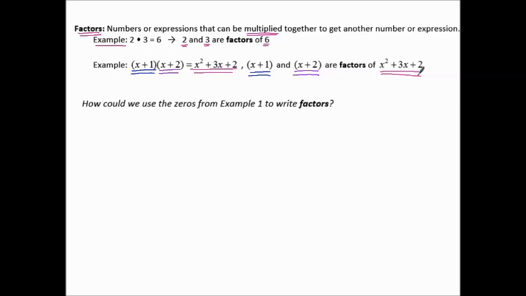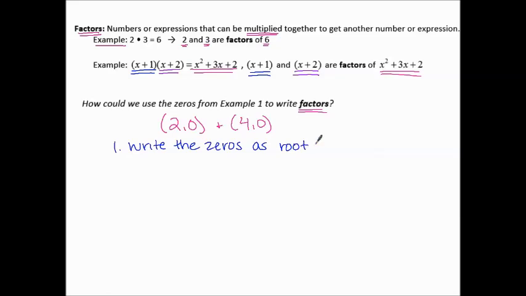So we want to rewrite our zeros from the first example as factors. So our zeros from above were (2, 0) and (4, 0). The first thing we want to do is write the zeros as roots. So we want to write x equals 2 and x equals 4. It's just a little bit different way of writing them.